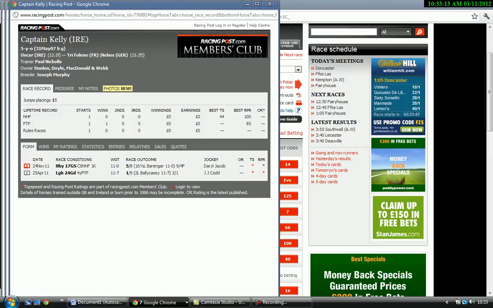Captain Kelly has won a point to point, but again over 3 miles on good ground. When Barenger beat him, it was good to soft, and he was dropping down in trip as well. So keep that in mind.